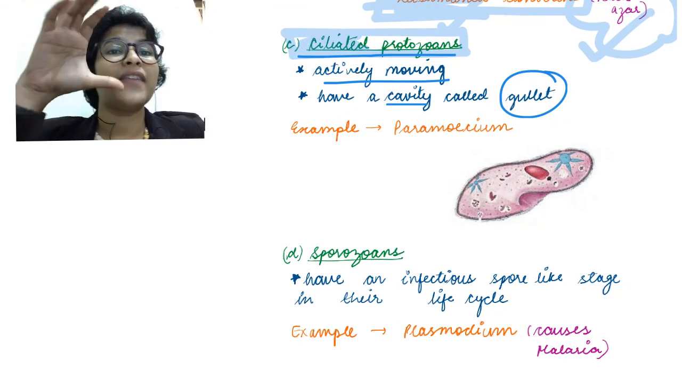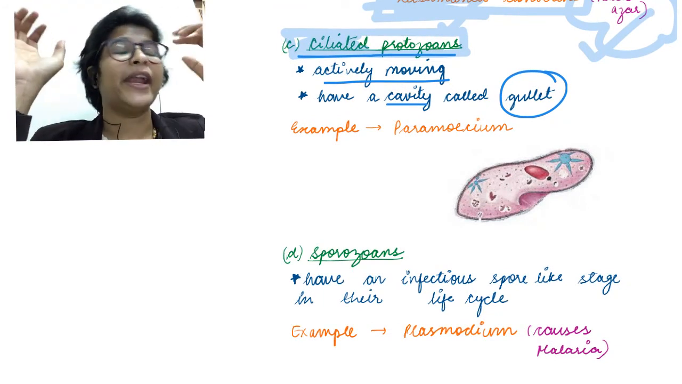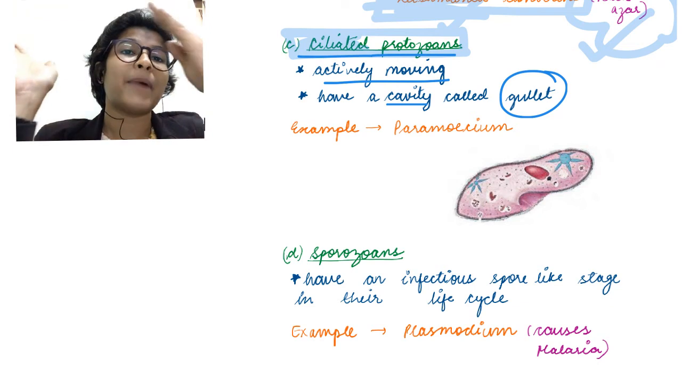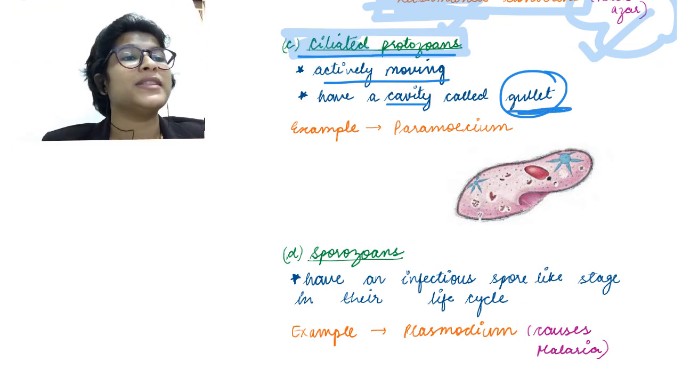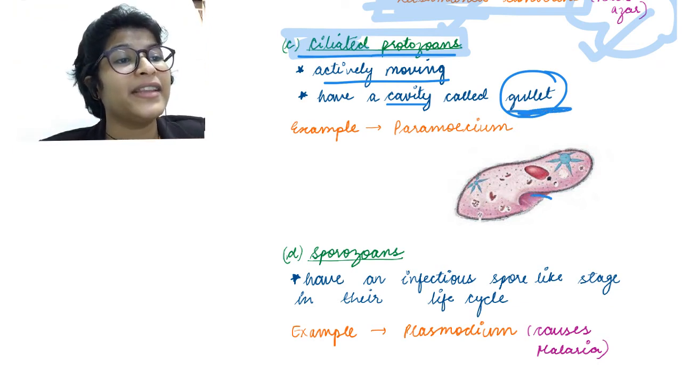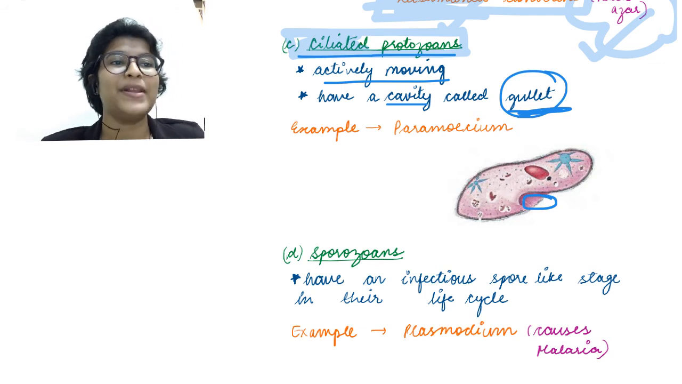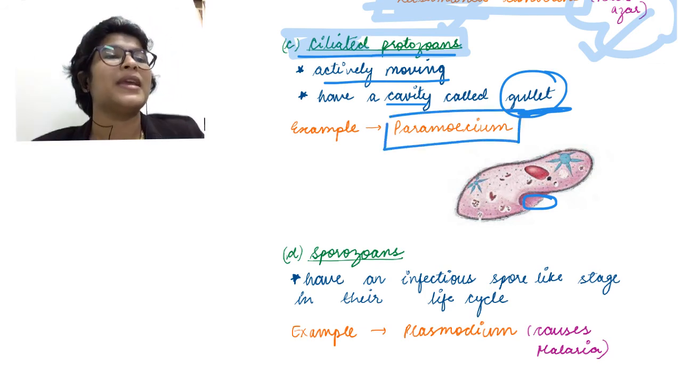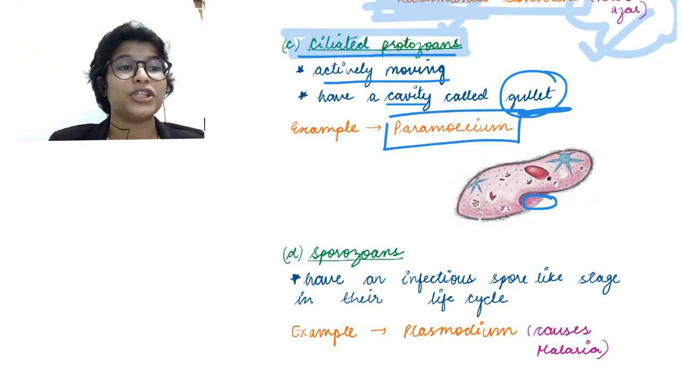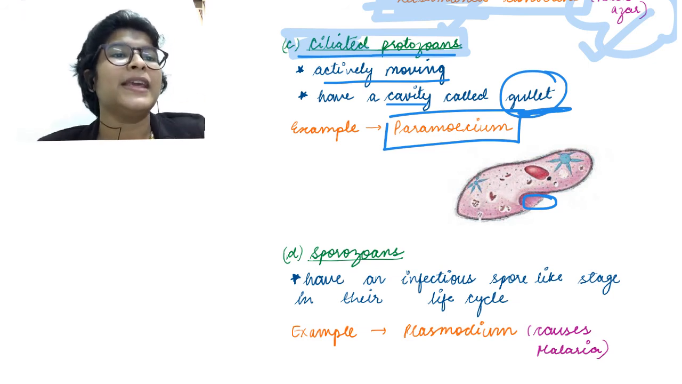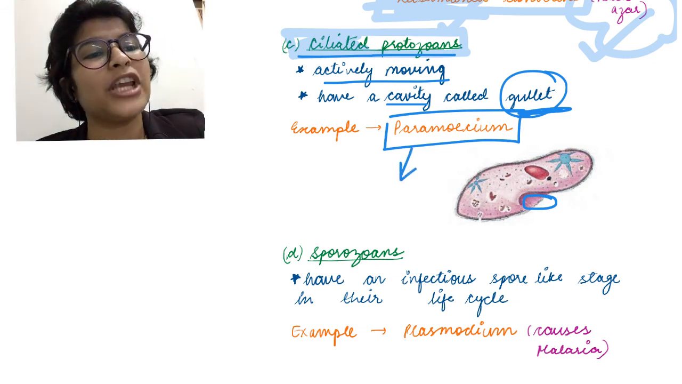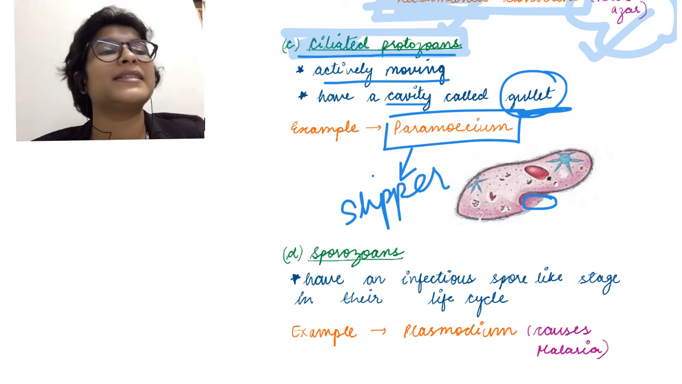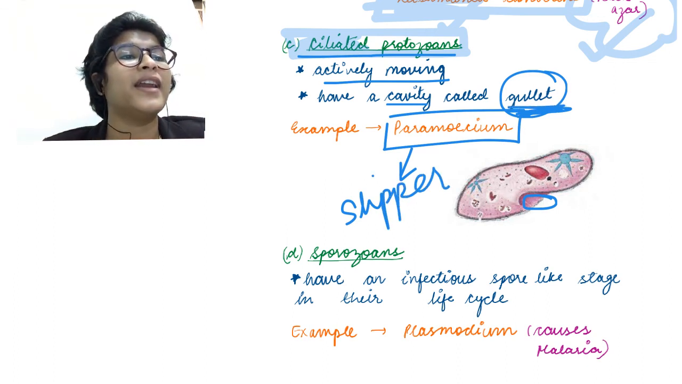So after they have engulfed food, they try to, with the help of cilia, pass it on to the region where the gullet opens, and inside the gullet they digest food. Example is paramecium. Now one example paramecium, जिसके बारे में आपको ये याद रखना है कि paramecium का shape is slipper like, it is slipper like and it has a gullet.